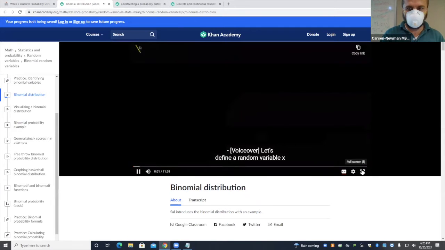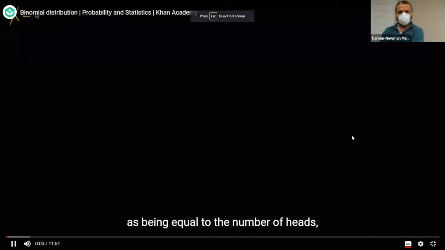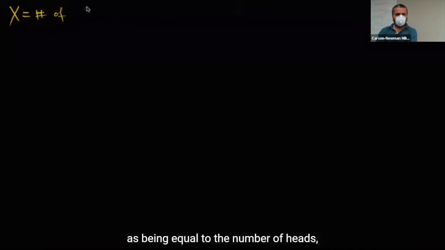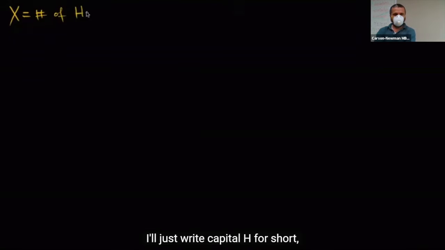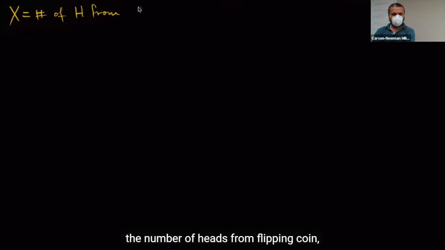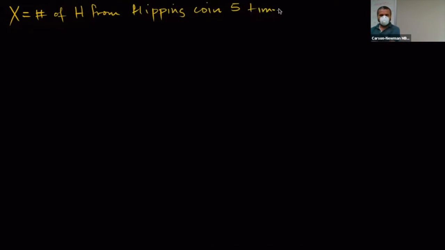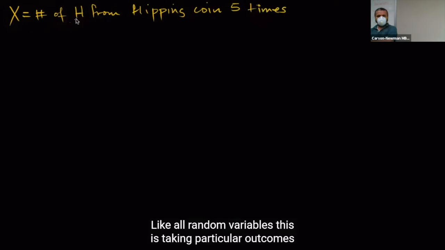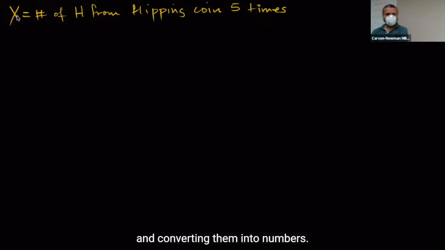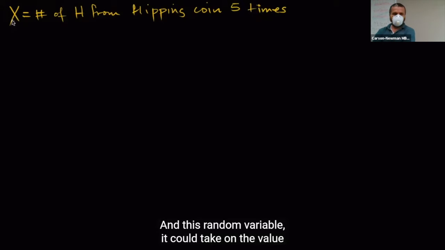Let's define a random variable x as being equal to the number of heads, I'll just write capital H for short, from flipping a fair coin 5 times. We're going to assume it's a fair coin. Like all random variables, this is taking particular outcomes and converting them into numbers. And this random variable can take on the value x equals 0, 1, 2, 3, 4, or 5.